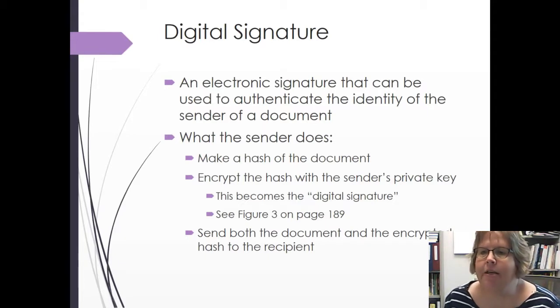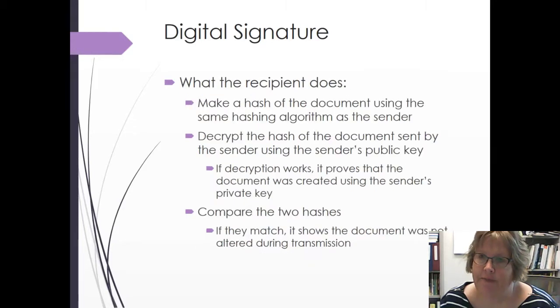So what happens is the sender makes a hash, similar to what we did with that short message. They encrypt this hash with a private key and send it. So this is actually the digital signature. We can see this in Figure 3 and Figure 4 on page 189 in the short textbook. So both the document and the encrypted hash, which is the signature, are sent to the recipient.